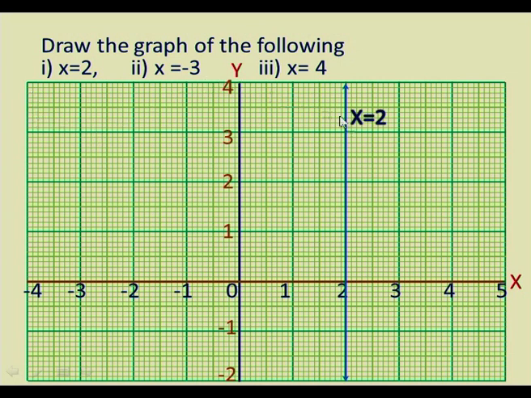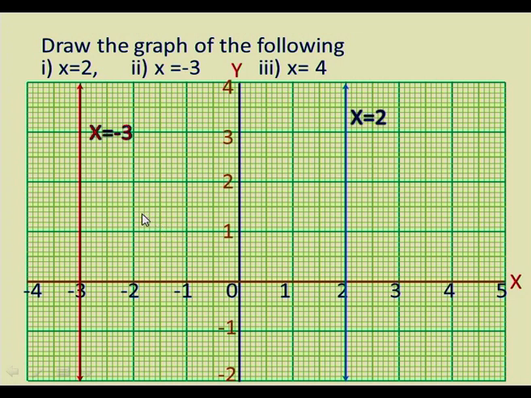Now, please see, I am talking about x is equal to 2. How did you get x is equal to 2 here? Here on the x axis is the value 2. So, the line which is passing through this point is showing you x is equal to 2. Now, one more line, x is equal to -3. On the x axis, where is -3? The line which is passing through this point is x is equal to -3, which is always perpendicular to the x axis.